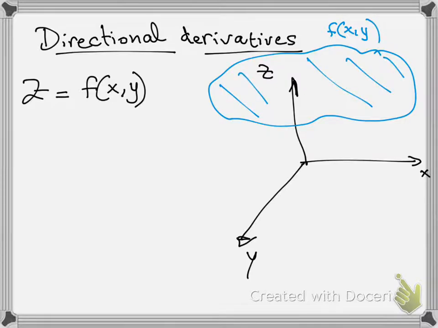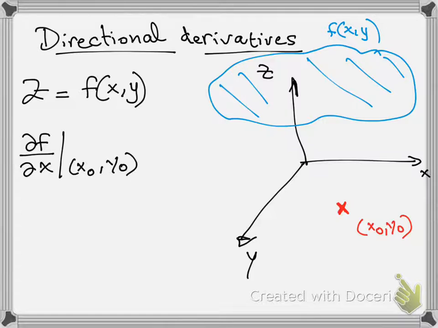Okay, and let's take a point. Let's take a point x0, y0. So this is this point, x0, y0. So let me just remind you here, if you want to compute partial f, partial x, let's say you want to compute partial f, partial x at the point x0, y0.